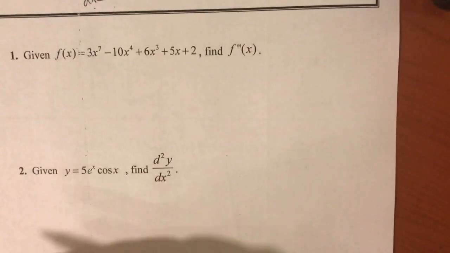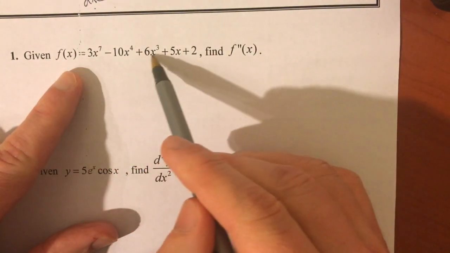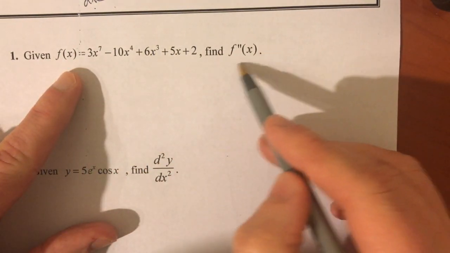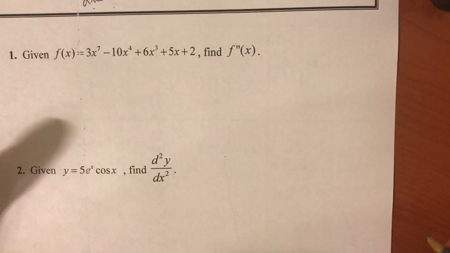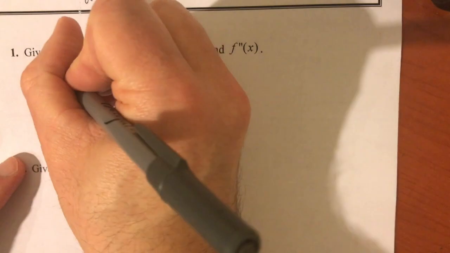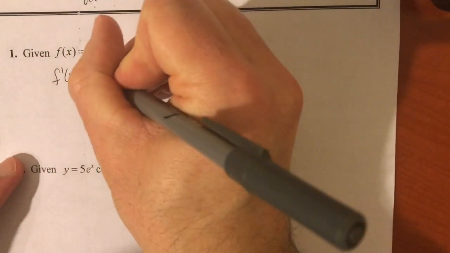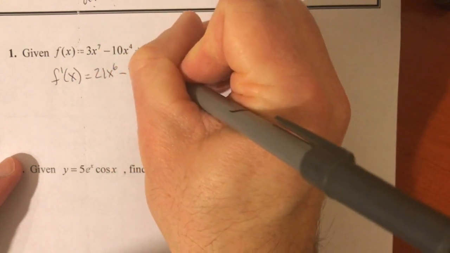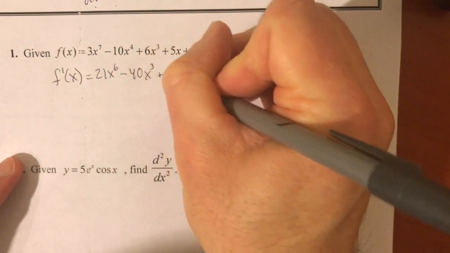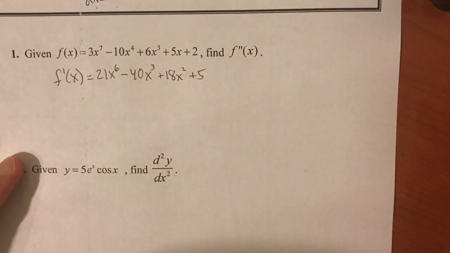Now, the actual problems, very easy. You've got f of x equals this polynomial, and they say find the second derivative. You don't jump right there. You get the first derivative first. So f prime of x is, classic power rule, 21 x to the 6th minus 40 x to the 3rd plus 18 x squared plus 5. 2 is the constant, it drops out.